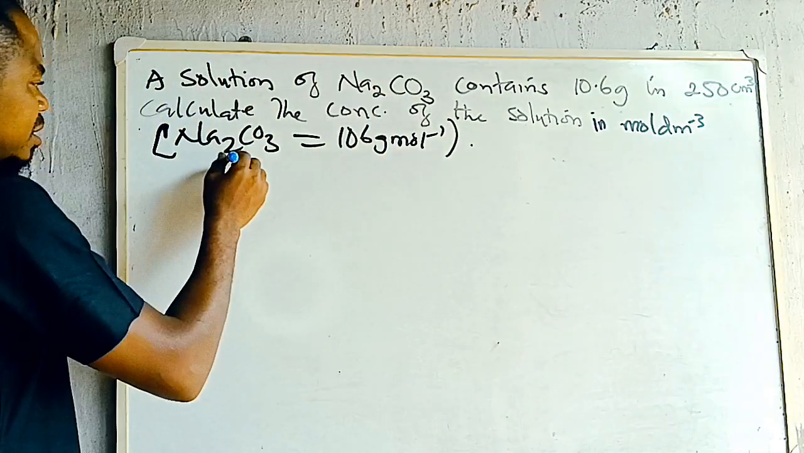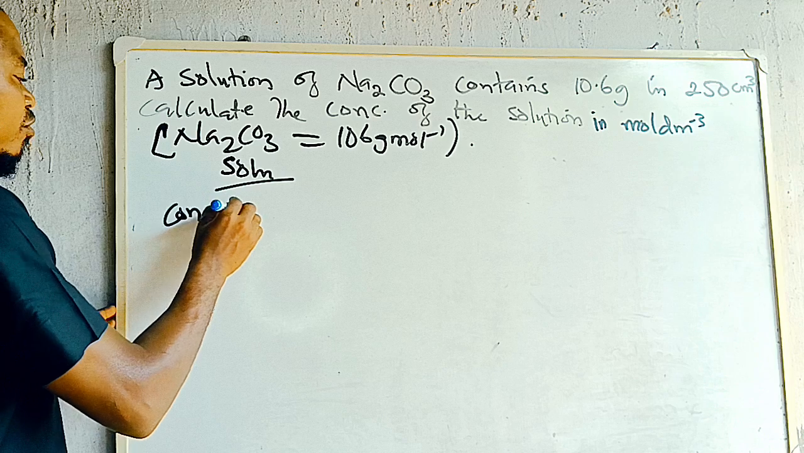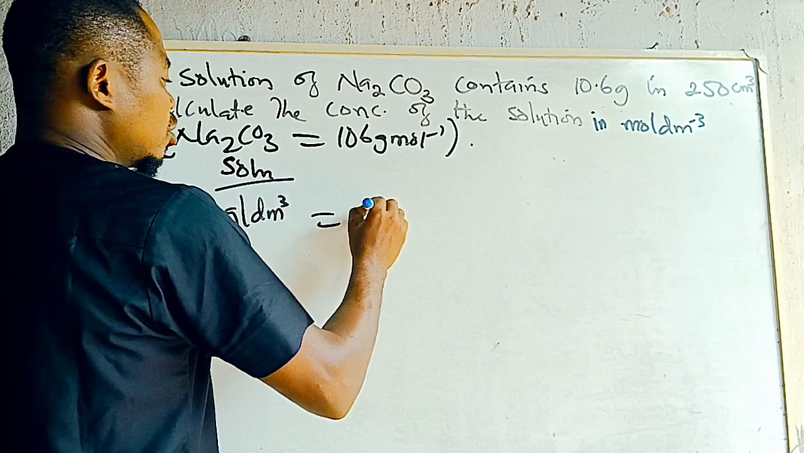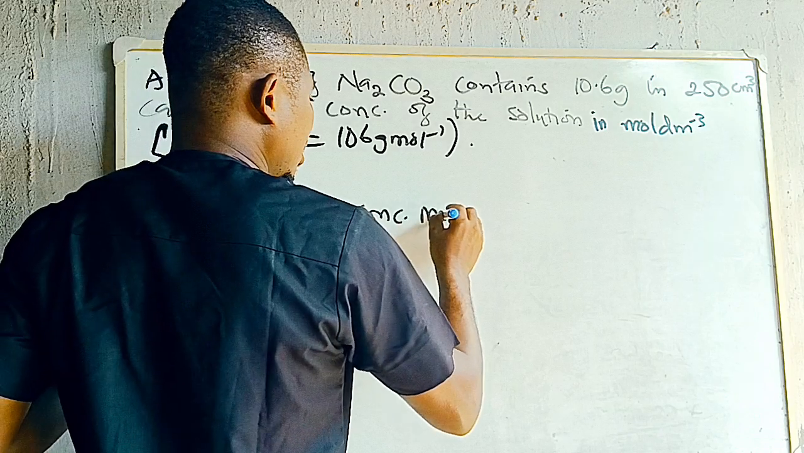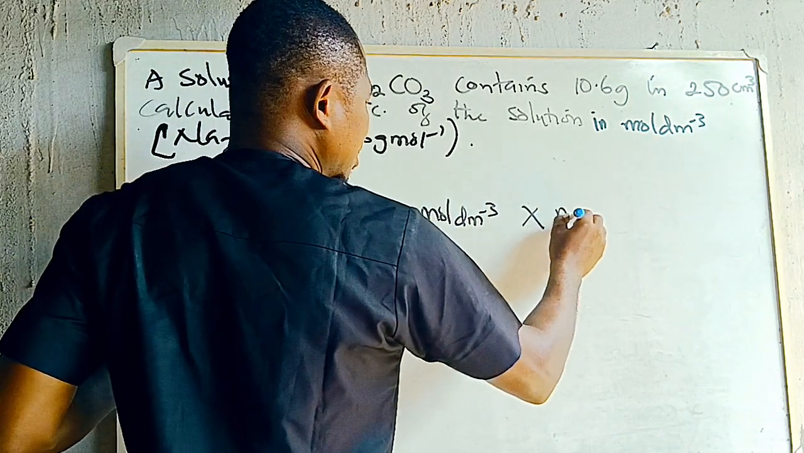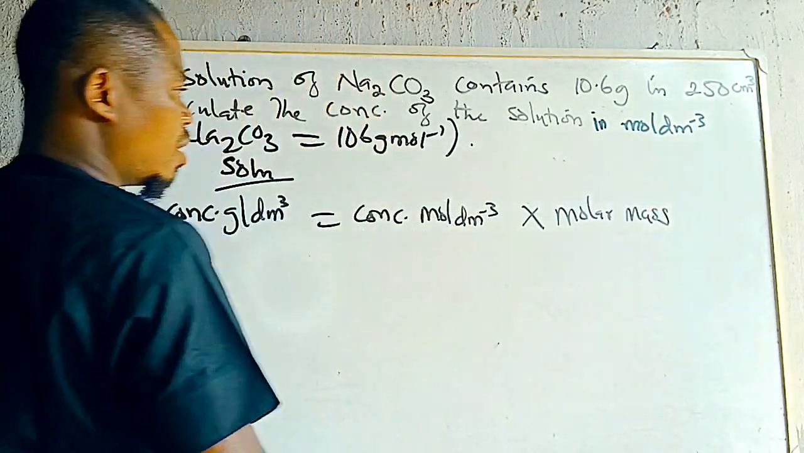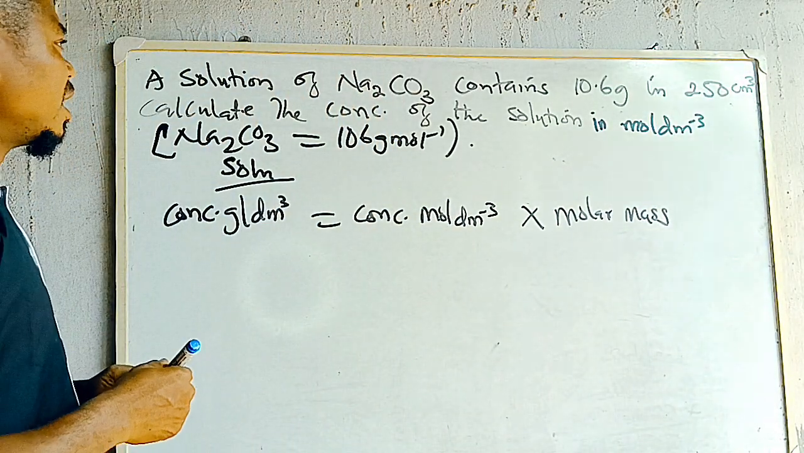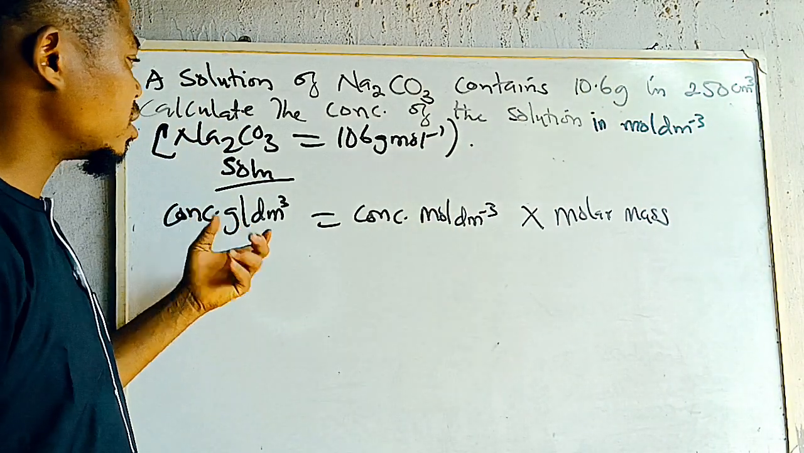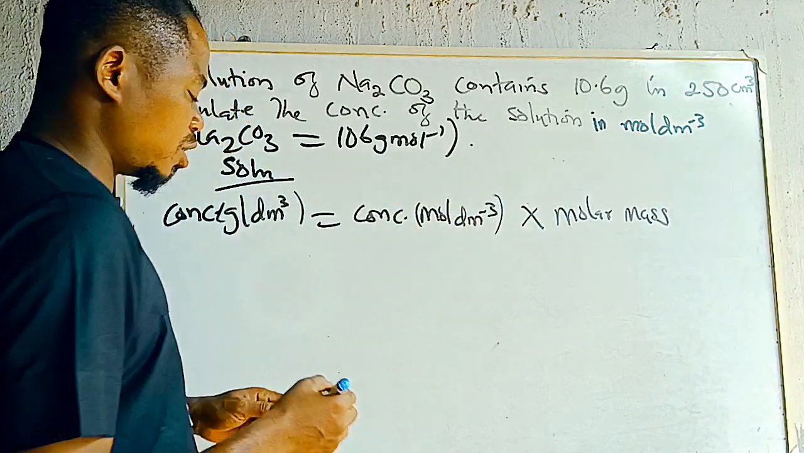Now, how do we go about this solution? We use the formula: concentration in gram per dm³ is equal to concentration in mole per dm³ times molar mass. If you know this, you're almost done with this equation. Now the mass concentration is given to us. You call this concentration in gram per dm³, or mass concentration, and concentration in mole per dm³.